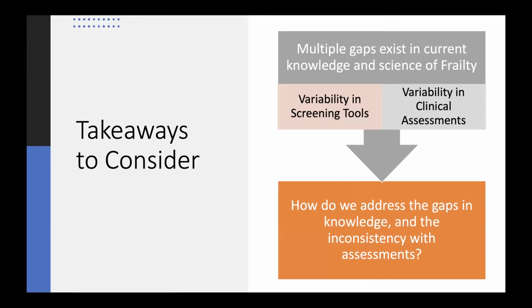And the takeaways I think that we need to consider is that there are multiple gaps that currently exist in our knowledge of and the science of frailty. So there's a lot of research that needs to be done in how we interpret some of those tools. What does it really mean to be frail? A lot of those issues, how do we define if there's a surgical risk based off of the frailty tool and which tool to use?